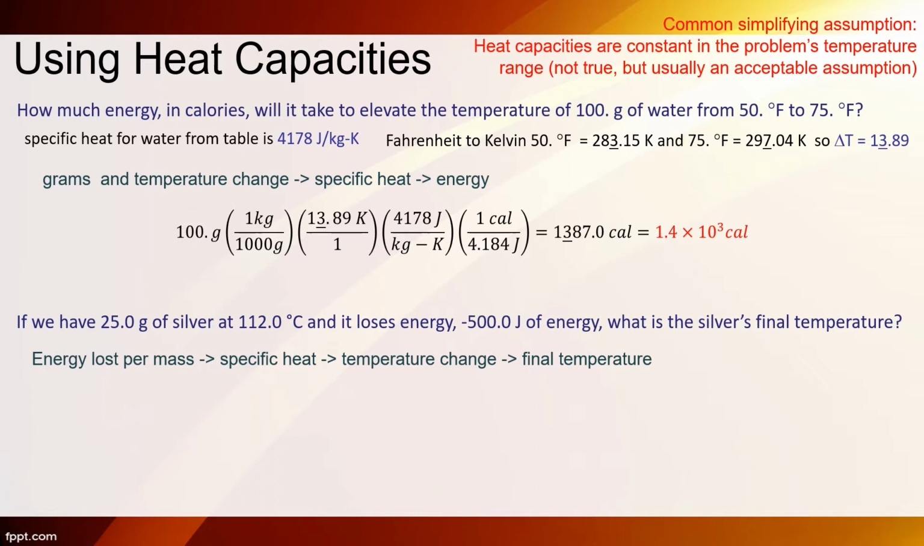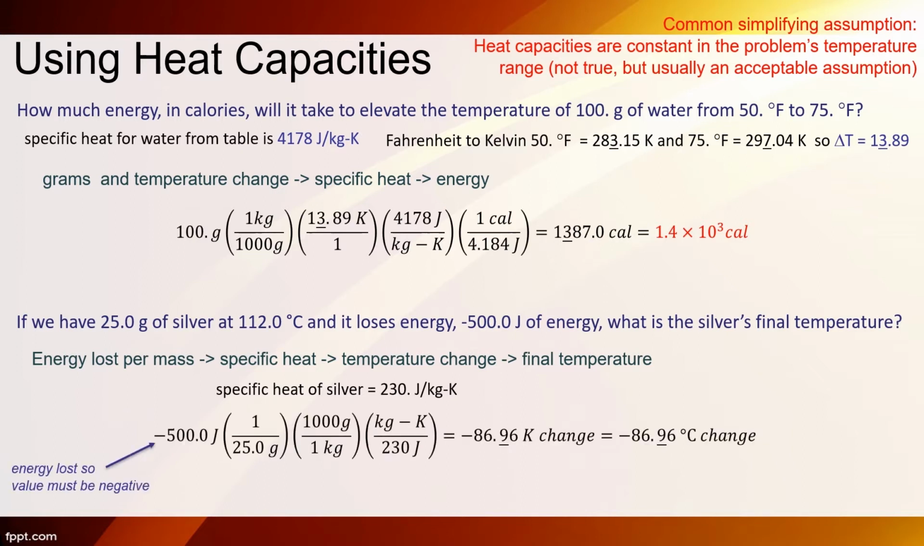Since we know the initial temperature, the final temperature is easy to calculate now that we know the temperature change. The most critical value we need in the computation is the specific heat of silver, which is 230 joules per kilogram Kelvin. Plugging it all in, we get a minus 87 Kelvin change, which again is the same as a minus 87 degrees Celsius change. So, the final temperature will be 25.0 degrees Celsius.